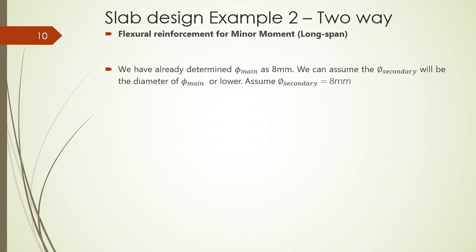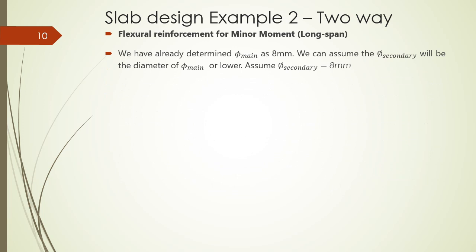The minor direction, for now we can see maybe we decided to use T8 at 200 bottom 1, which gave us 252 millimeters squared per meter. So let's assume we went ahead with that. Since we have determined the diameter of the main bar as 8, we can assume the diameter of the secondary bar will not be greater than 8, and just assume 8.